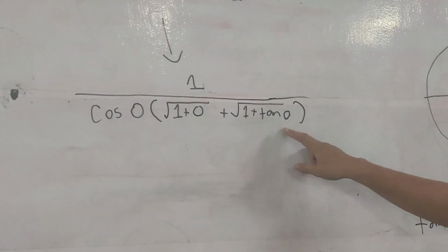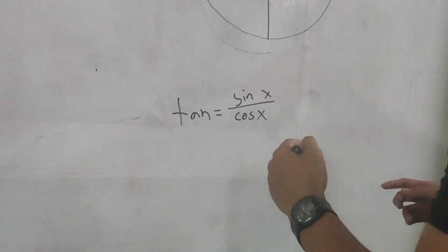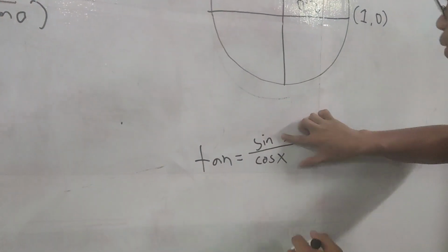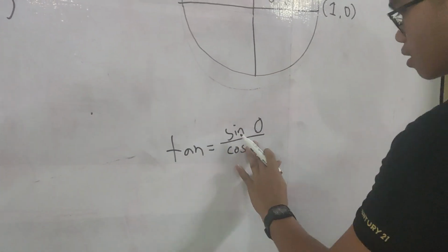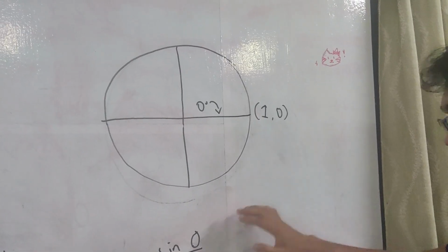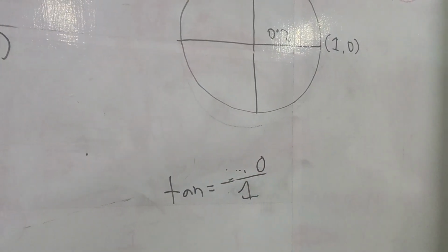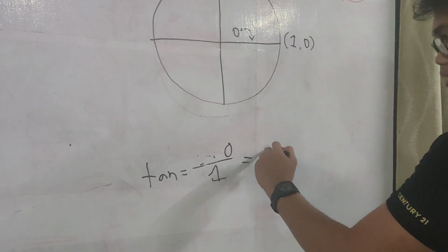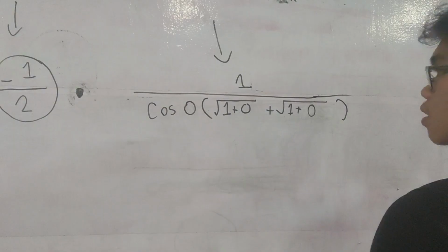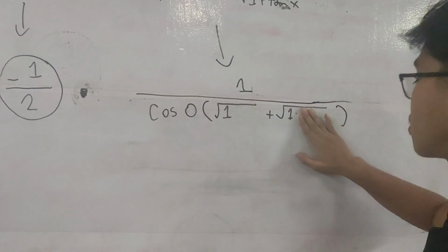Now over here is the tangent. The tangent is not very common, but we can view it as here. A tangent is equal to sine x over cosine x. And within this situation, x approaches 0. So we may substitute this as sine 0 and cosine 0. Sine 0 is equal to 0 and cosine 0 is equal to 1. In this case, 0 over 1 is equal to 0. So 1 plus 0 is 1. And 1 plus 0 is also 1.